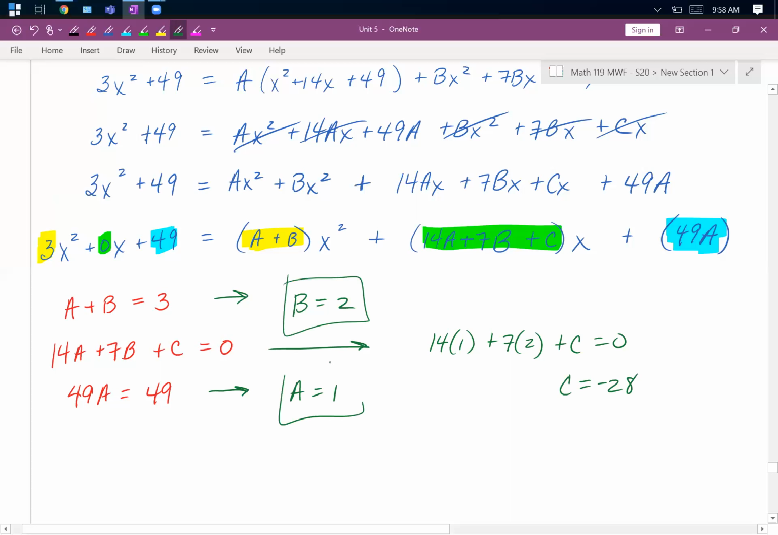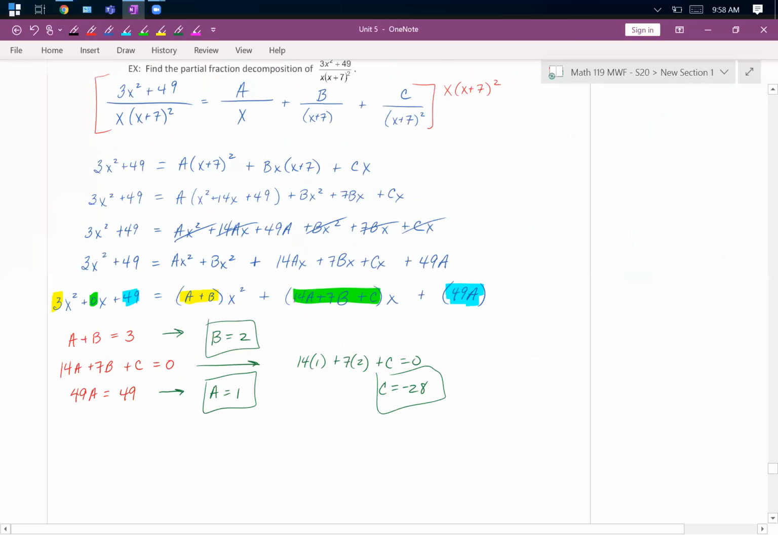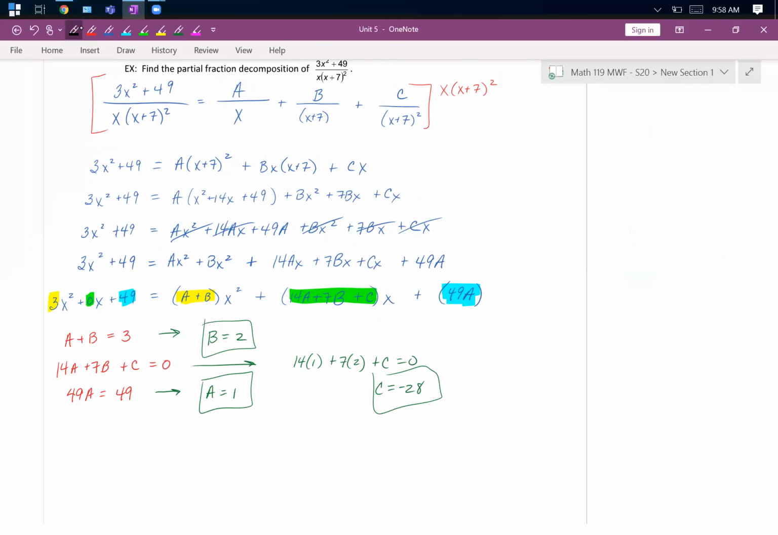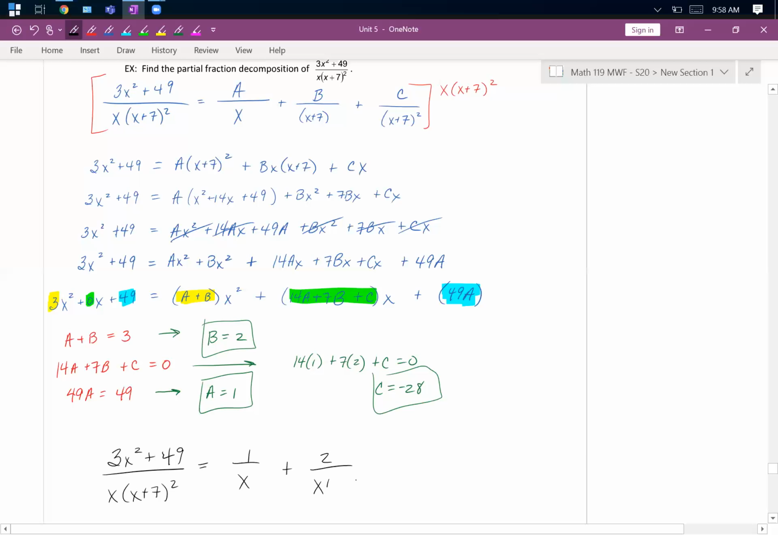And now that we have our a, b, and c, we want to write our final partial fraction decomposition. 3x squared plus 49 over x times (x plus 7) squared equals 1 over x plus 2 over (x plus 7) plus negative 28 over (x plus 7) squared.